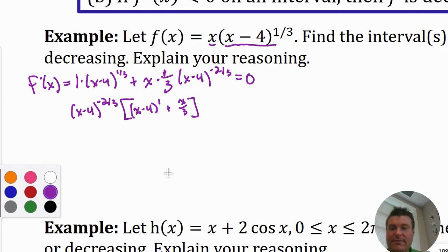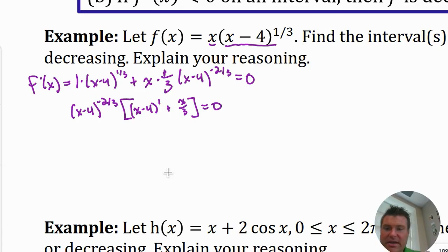Okay, we're going to set that equal to 0. What I'm going to do here is a lot of algebra to make sure I get this down to a ratio. Once it's in a ratio, it is super easy to do the sign chart and everything like that. So let's go ahead and get this into a nice looking ratio.